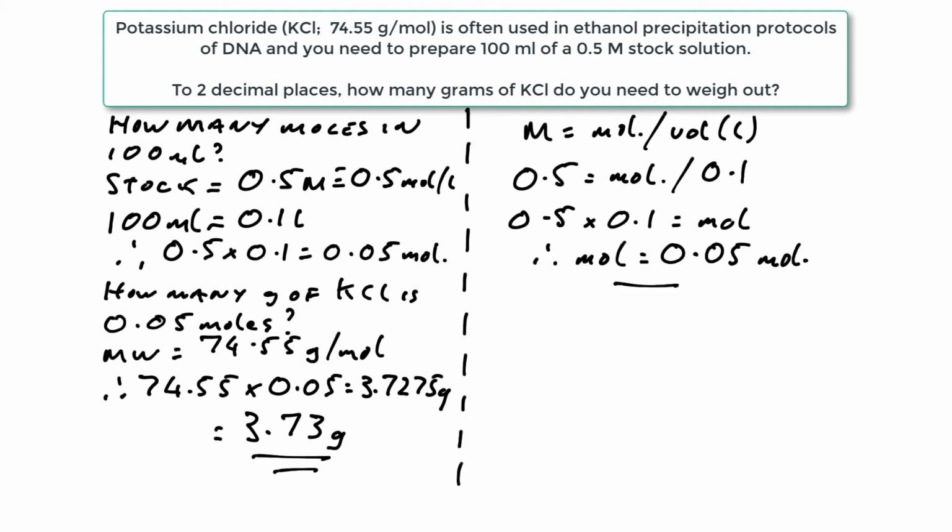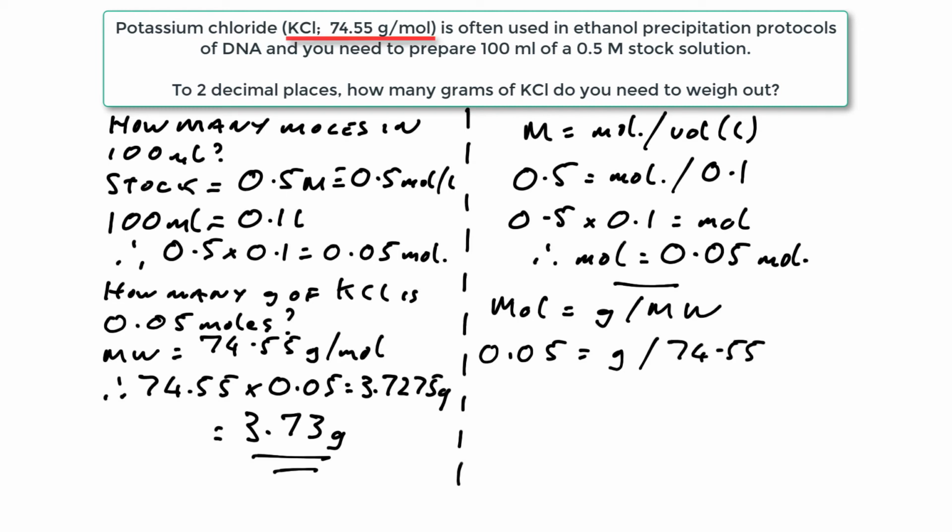Now we know that moles is the number of grams of something divided by the molecular weight. We know that the number of moles is 0.05. We don't know the grams, that is what we're trying to work out. But grams divided by 74.55 is equal to 0.05. If we rearrange the equation and solve for grams, we get a value of 3.7275, which again, when rounded to 2 decimal places, is 3.73 grams.